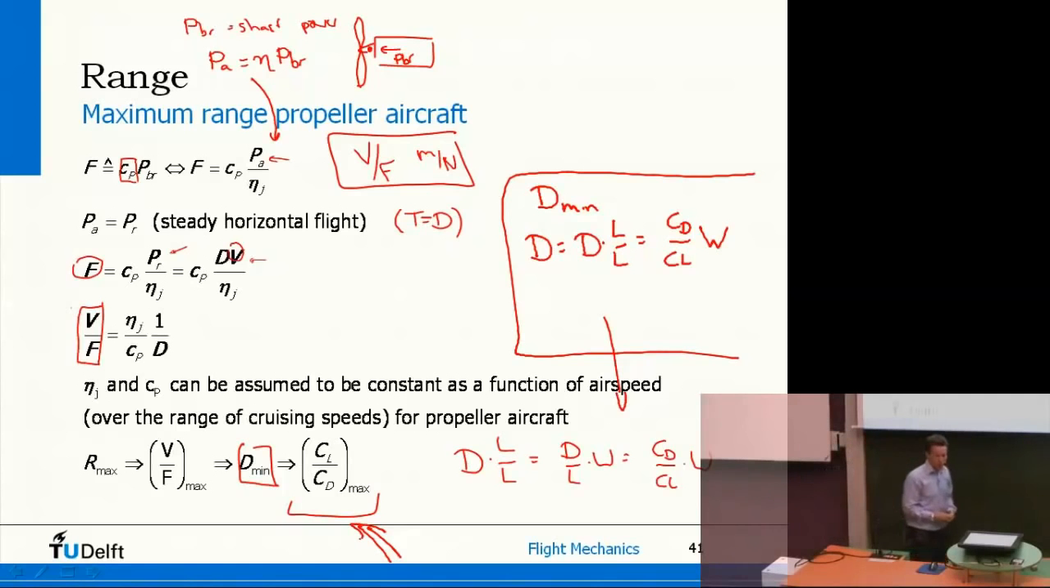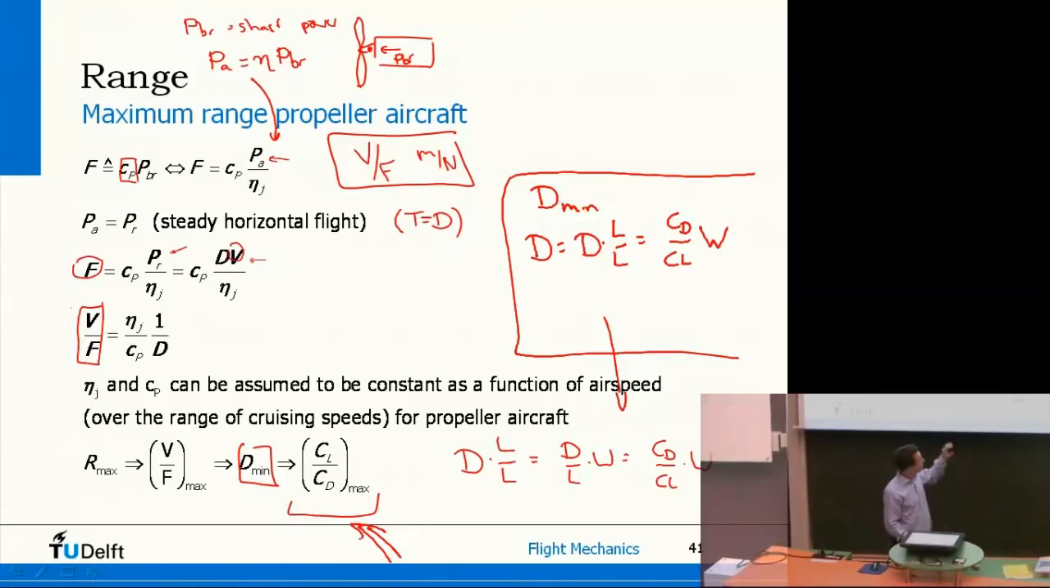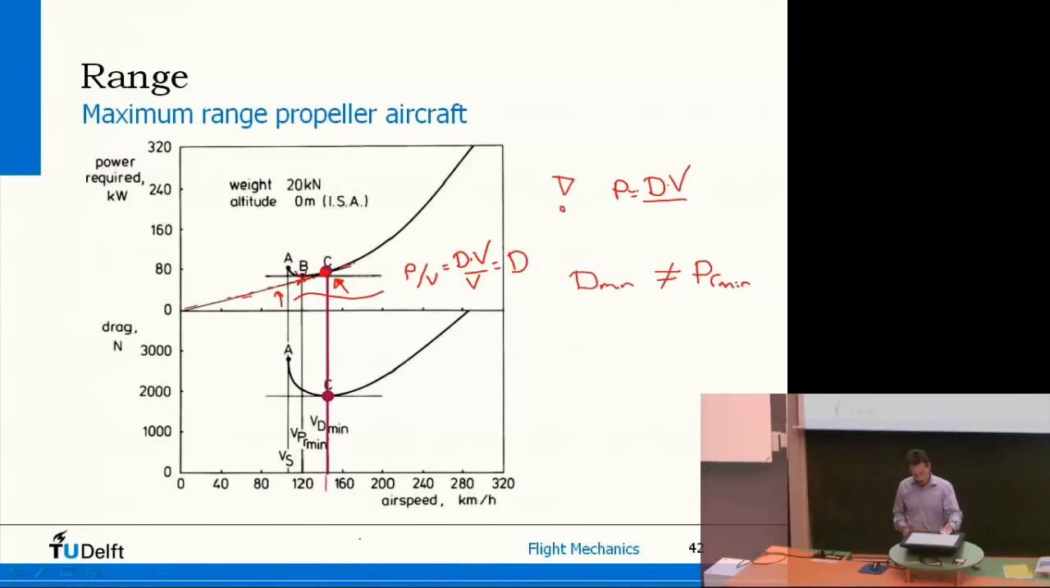The only problem is, and I didn't get around to solving it last time, is that if you have a performance diagram, then the minimum drag condition, you can simply read in the diagram what the actual airspeed is you have to fly at. So in this case, you can see it's about 140 kilometers an hour.